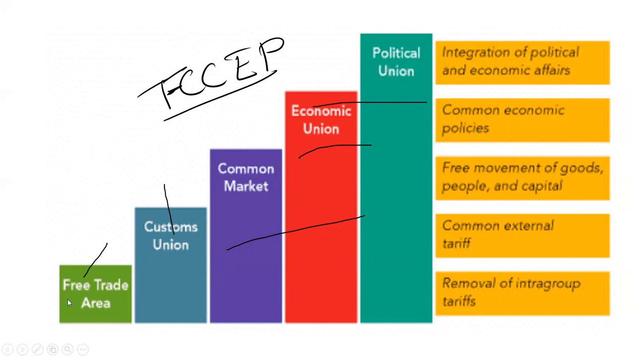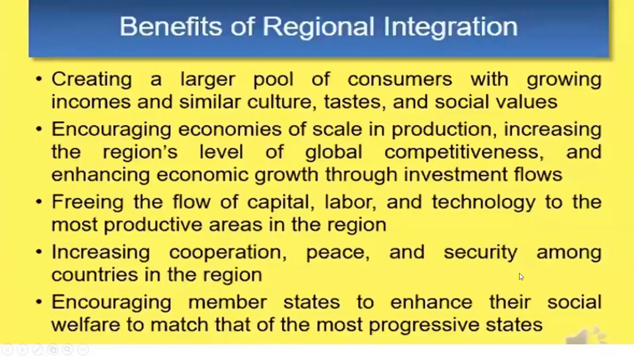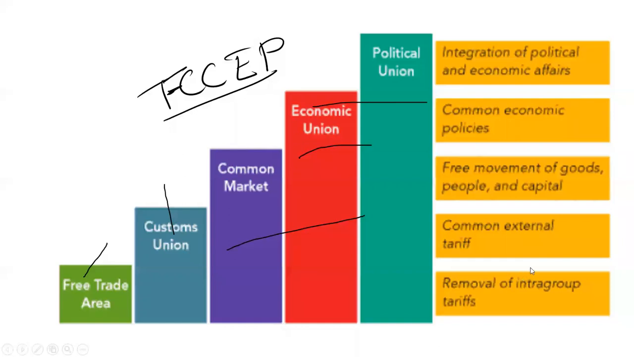Now, in case of a free trade area, there is only the removal of intra-group tariffs. Only the intra-group tariffs will be removed. Then in case of a customs union, both the intra-group tariff and the external tariff will be removed. Then in case of a common market, there will be free movement of goods, people and capital. Then the external tariff will be common, and there is removal of intra-group trade barriers.